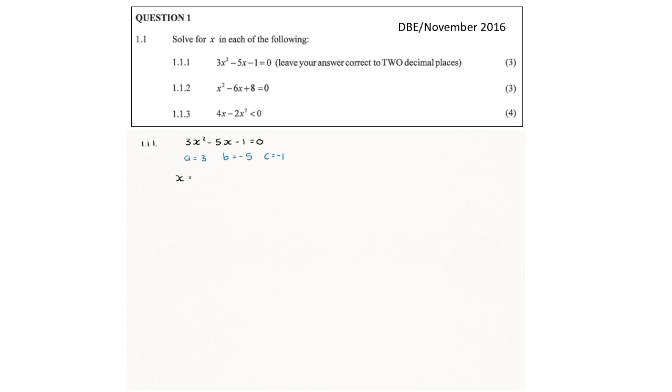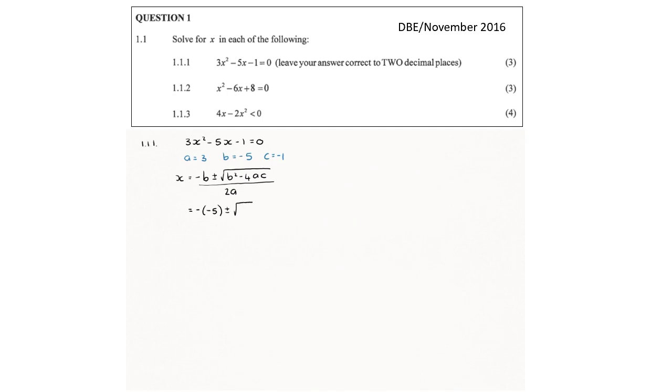And now we write down the quadratic formula. x is equal to negative b plus or minus the square root of b squared minus 4ac, over 2a. And this formula is on your formula sheet. So make sure that you write down the formula correctly. Now we put the values a, b, and c into this equation.